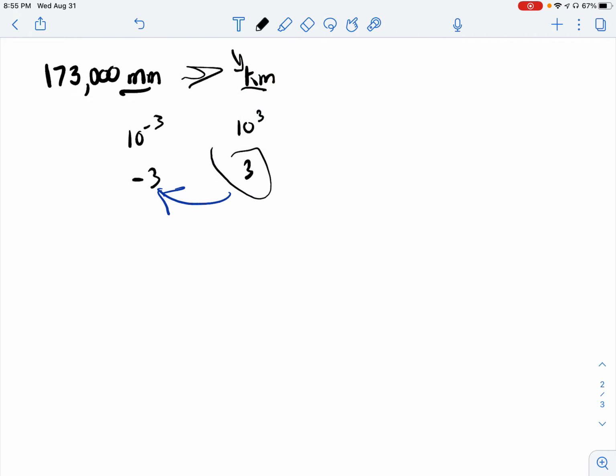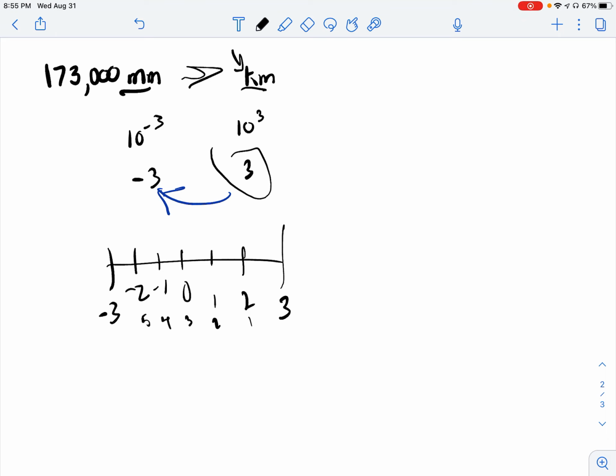For our next step, we need to figure out how many times we're going to move our decimal. Put this on the timeline, 3, negative 3, and throw the numbers in between. We're going to move a total of 1, 2, 3, 4, 5, 6 times. So you're going to be moving your decimal a total of 6 times.